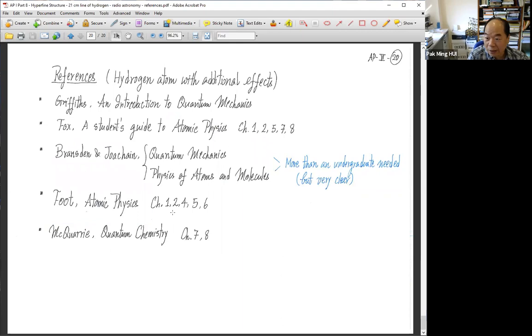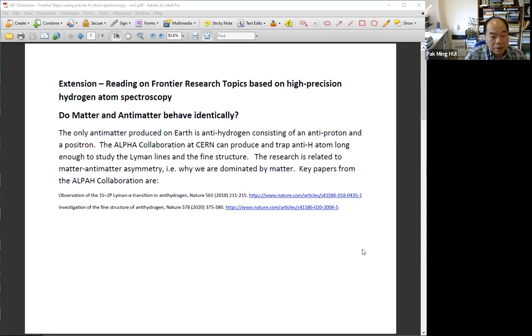And then for those who like the chemistry, the chemist treatment, this is a great book to learn quantum mechanics and atoms and molecules. So I have a few pages that I would like to share with you. It is just a few pages to give you some links so that you can look at the frontier topics. I list a few here.